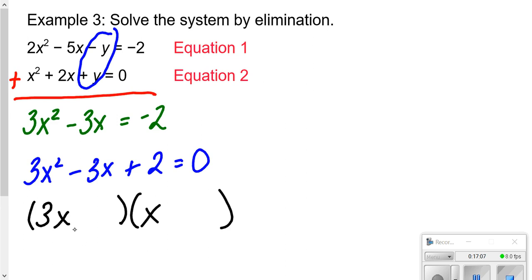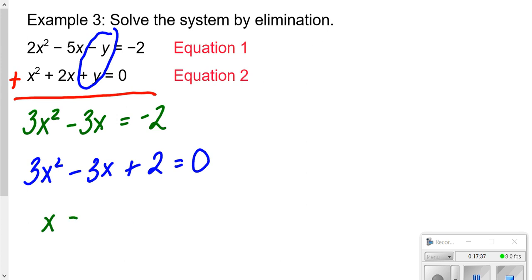Okay, so that's a way to get the 3x squared. And so now the 2 could either be a 2 and a 1. Let me think about if that works. 3x, 2x, nope. Or maybe I could have the 2 and the 1 switch. And this would be 6x, 1x. That's not going to make 3x. So it looks like this doesn't factor. So I'm going to go to the quadratic formula.